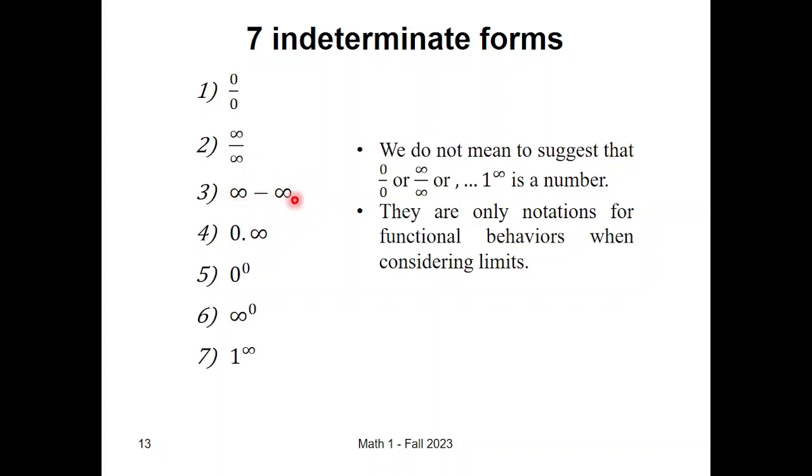But if this function approaches infinity first, the result will be negative infinity. If the rate of approaching infinity is somehow comparable, we arrive at some intermediate point between infinity and negative infinity. And also for this form, for example, 0 times infinity.